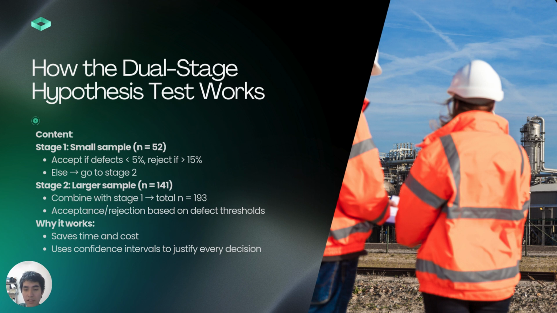When the evidence is clear, it acts quickly. When it's not, it collects more data. That's exactly what hypothesis testing is supposed to do. Help us decide how much evidence we need before taking action. By defining cutoffs and structuring the sampling in stages, the authors show how we can reduce costs without sacrificing statistical confidence.